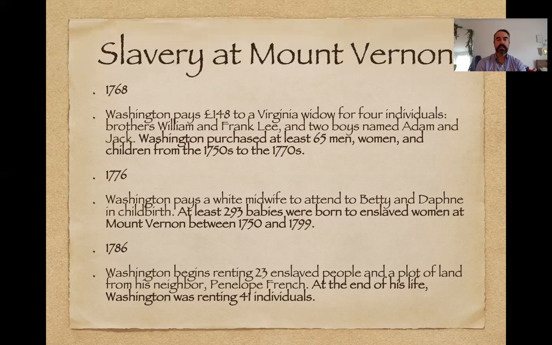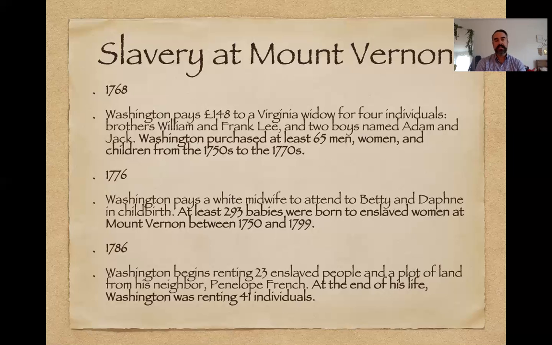Interesting that we see this idea of the use of a midwife to attend to female slaves during their childbirth. At least 293 babies were born to enslaved women at Mount Vernon between 1750 and 1799. Interesting to see the generational impact that has on slaves throughout the South.